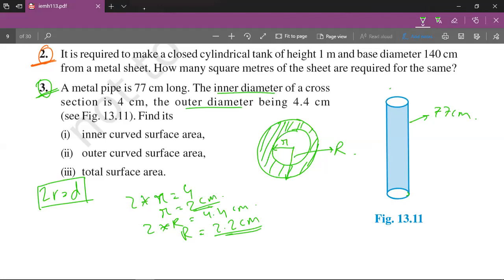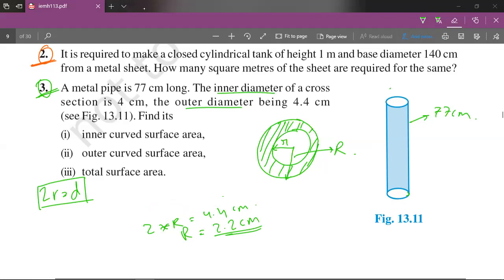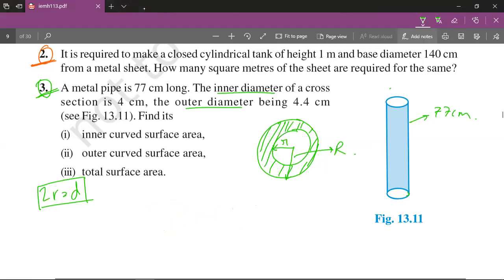I'll just drop this down. Please note the questions down with me, because if you watch this video and memorize a question orally, you'll sooner or later forget it. So note down the radius. Finally, we'll see what the question is basically asking us: find its inner curved surface area, the outer curved surface area, and the total surface area.